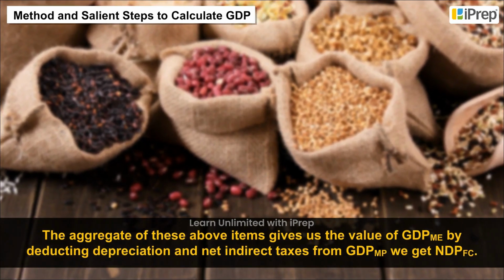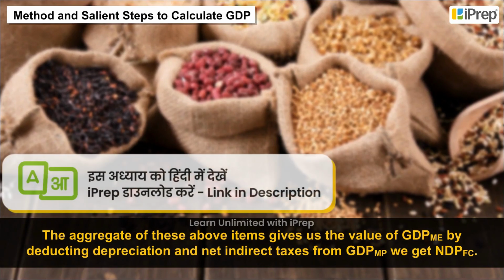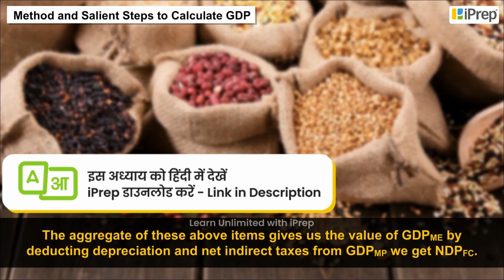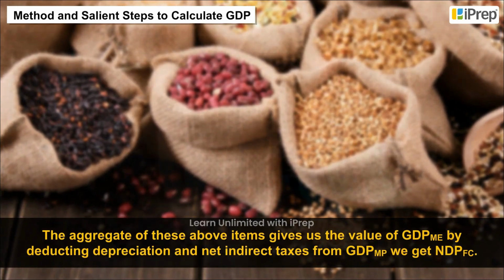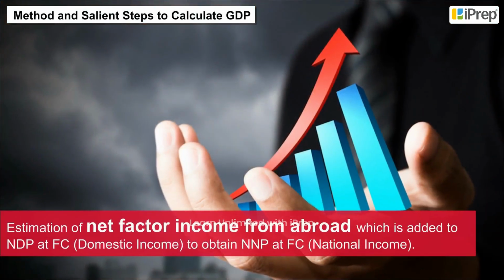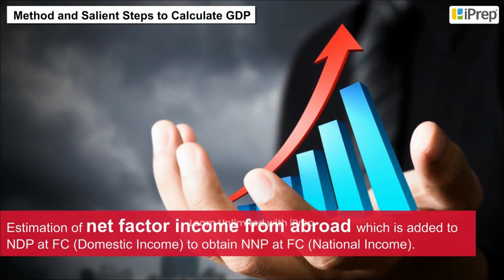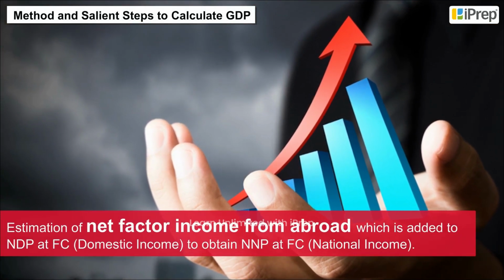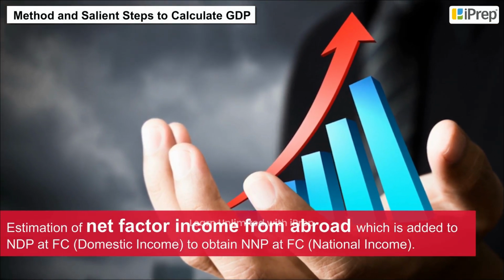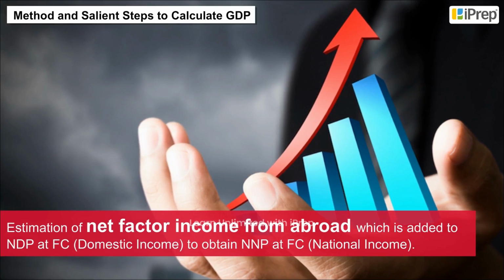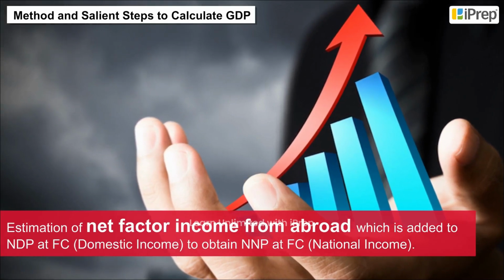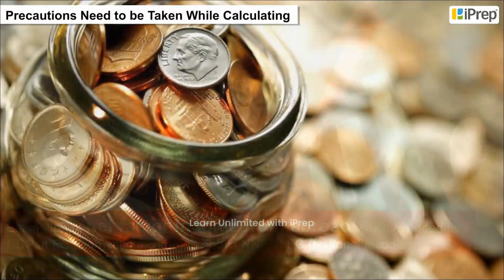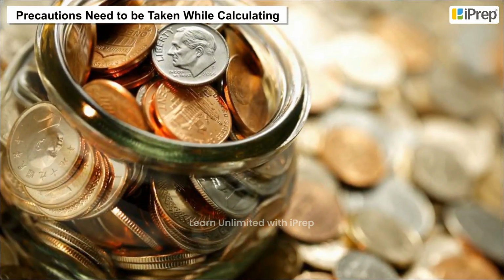3. The aggregate of these above items gives us the value of GDP at MP. By deducting depreciation and net indirect taxes from GDP at MP, we get NDP at FC. 4. Estimation of net factor income from abroad, which is added to NDP at FC, domestic income, to obtain NNP at FC, national income. Precautions need to be taken while calculating.